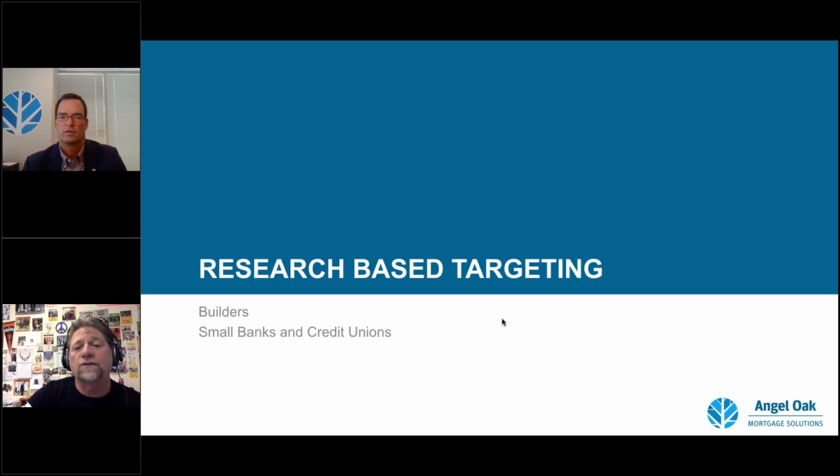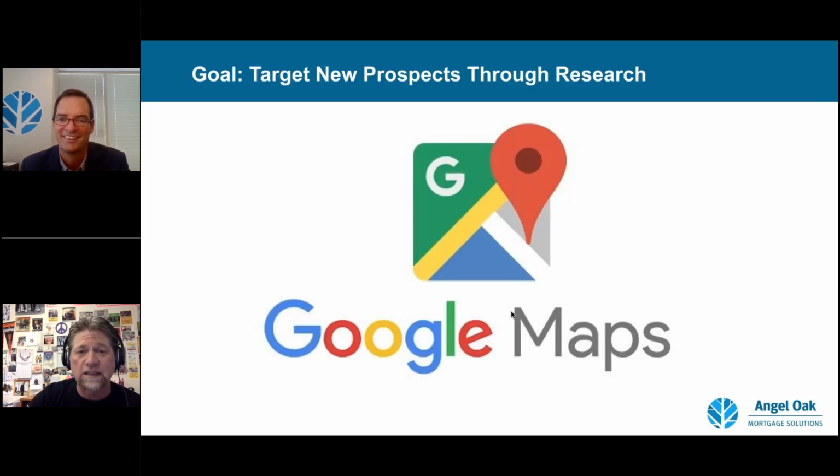All right, let's talk about research-based targeting. So we had referral-based targeting, now we're going to go to research. We've got our CPAs and our real estate agents, and that's going to be fast and pretty easy to get going for you guys. You can literally get that going today. The next thing is we've got builders, and we have small banks and credit unions. This is one of our favorite ones for Tom and I. But let's continue down the road.